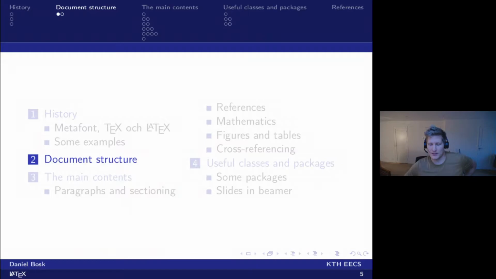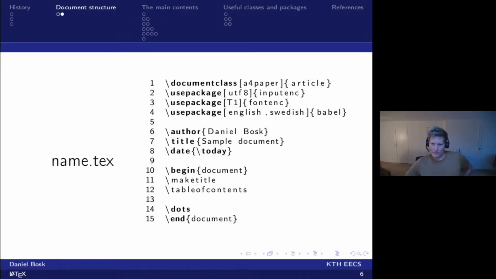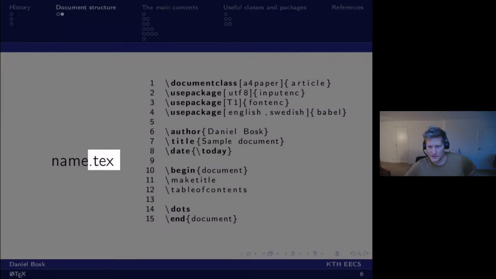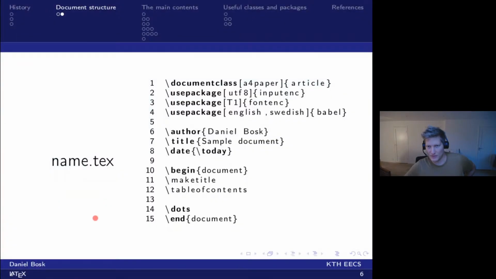So let's start with the document structure, because one difference compared to word processors is that this is not a what-you-see-is-what-you-get system. So you actually type code and then you typeset it and then you get something that a reader would read. So it all works like this. You have some file named, in this example, name.tex. So it always uses the .tex extension for these files.